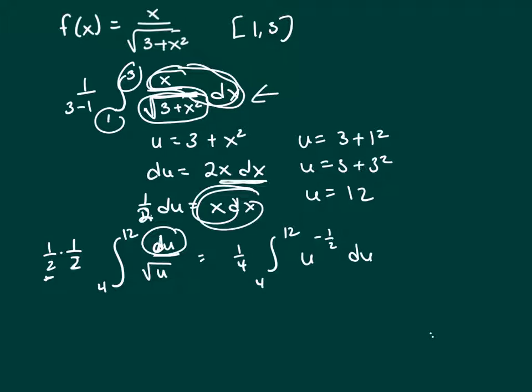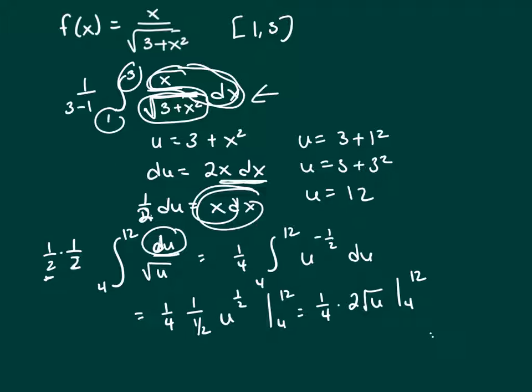And now let's integrate. You integrate by adding 1 and putting 1 over that new exponent out front. That's 1/4. u to the negative 1/2 plus 1 will give you a positive 1/2, and a 1 over 1/2 out front, in between 4 and 12. So that's 1/4 times 2, because 1 over 1/2 is 2, times the square root of u in between 4 and 12.